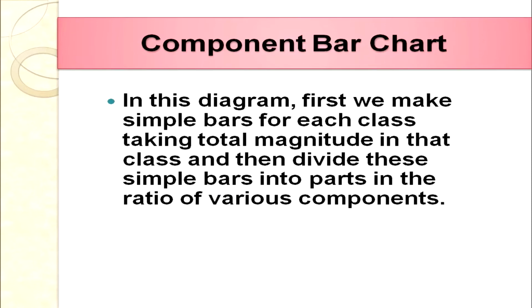Next, in this diagram we first make simple bars. Now, how should I construct a component bar chart? Very first I will make the bar length of the total value being given to us. That is why I told you in a component bar chart we need to have a total. So, I will first draw a simple bar to the total of the given data. Then I will start dividing each bar for each class. That means we first make a simple bar for each class, taking the total magnitude in that class. Then we divide these simple bars into parts in the ratio of the various components.